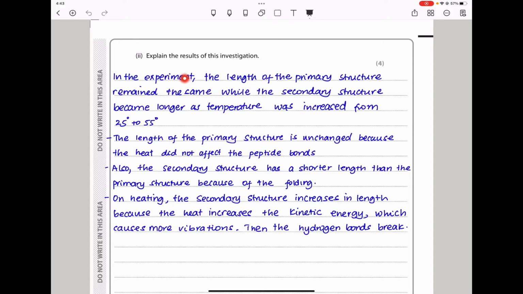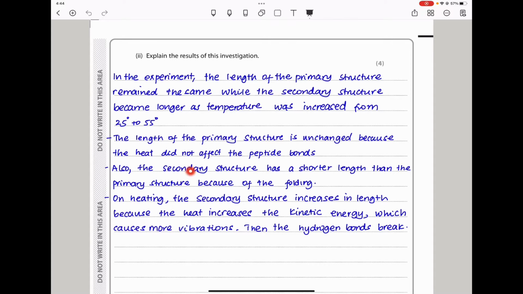Here I said in the experiment, the length of the primary structure remained the same, while that of the secondary structure became longer as temperature was increased from 25 to 55. I hope you could see that. Then I went on to say the length of the primary structure is unchanged because the heat did not affect the peptide bonds. Remember, in this primary structure, there are no hydrogen bonds, there are only peptide bonds, and these are not going to be broken.